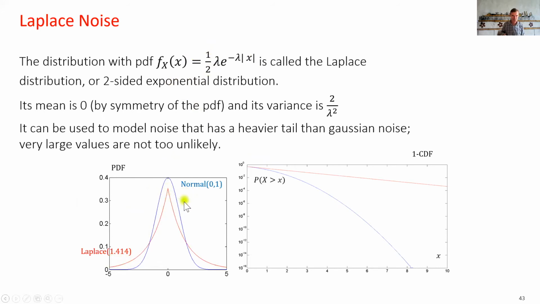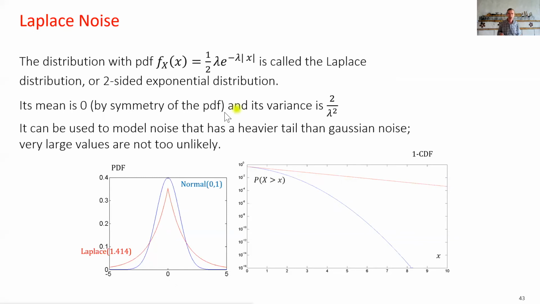I chose two distributions that have the same variance: the Laplace one, and here the Gaussian with unit variance, and this one with unit variance. The variance is 2 over lambda squared. So if I want variance 1, I have lambda equals square root of 2. In terms of PDF, we see that it decays much more slowly to zero compared to the Gaussian. And we see that also in the 1 minus CDF. That's the probability that the error term is larger than some threshold x, in log scale on the y-axis. We see that it decays very fast for the Gaussian, and of course, it's a straight line for the Laplace noise.